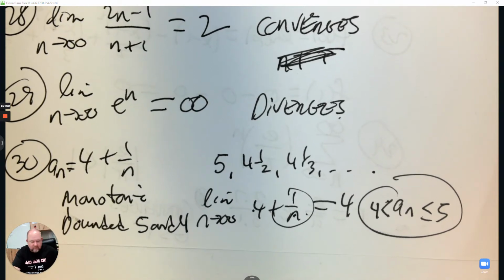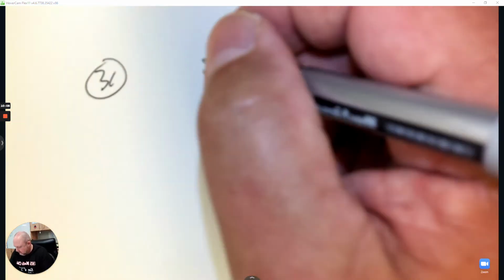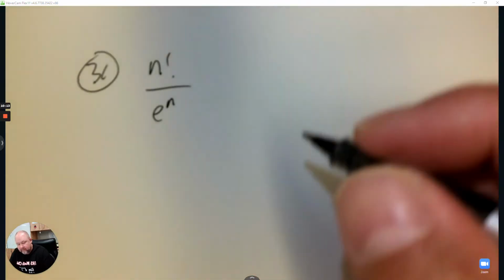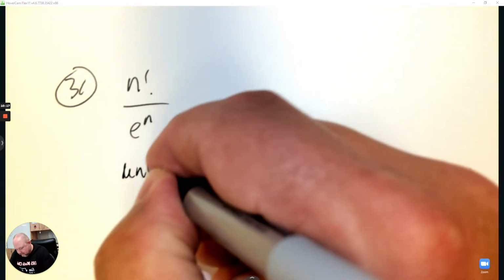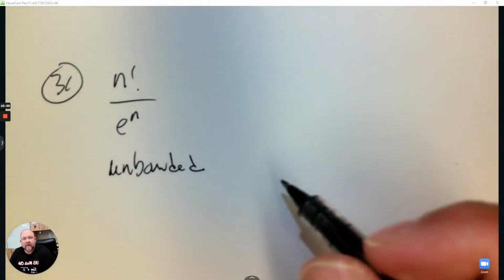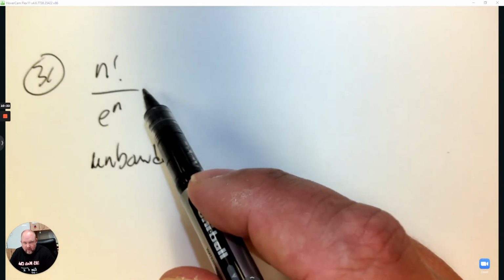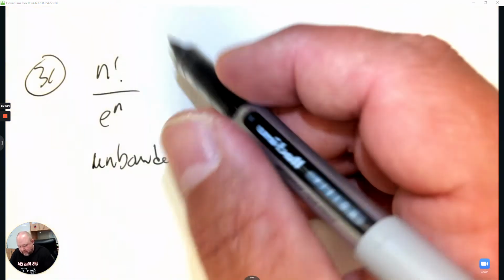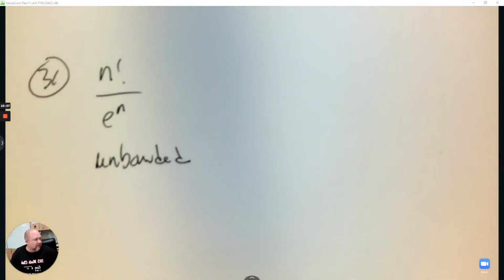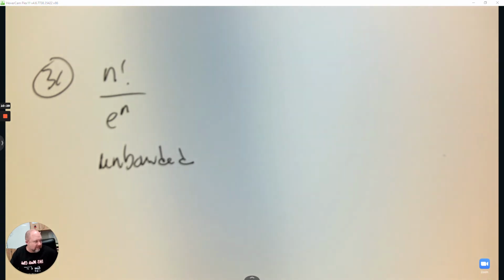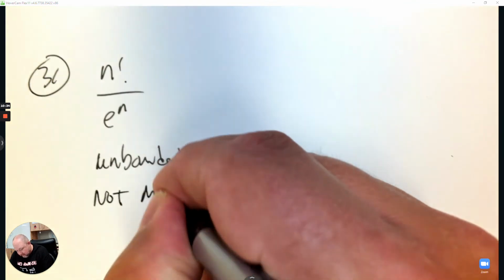Number 31. So the top is more powerful, so it's unbounded. And does this just go in one direction in terms of when I plug in 1, 2, 3, 4, 5, 6, 7? So the answer is it's not monotonic either.